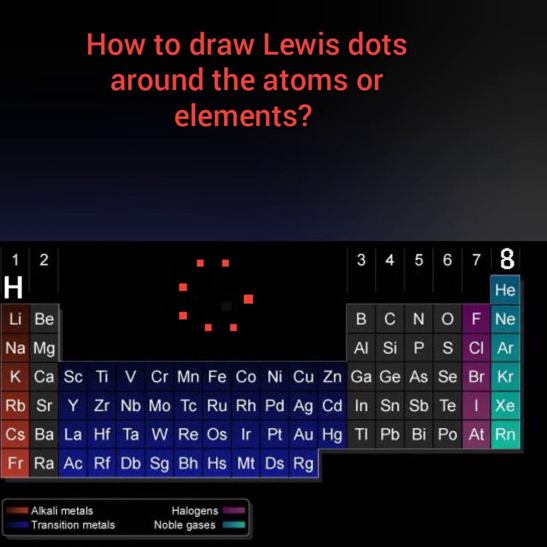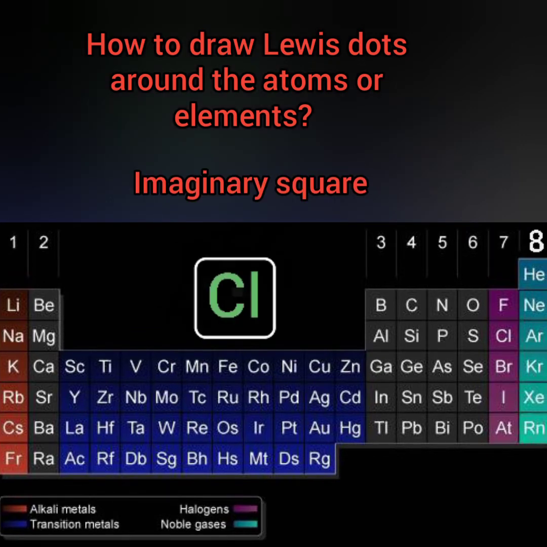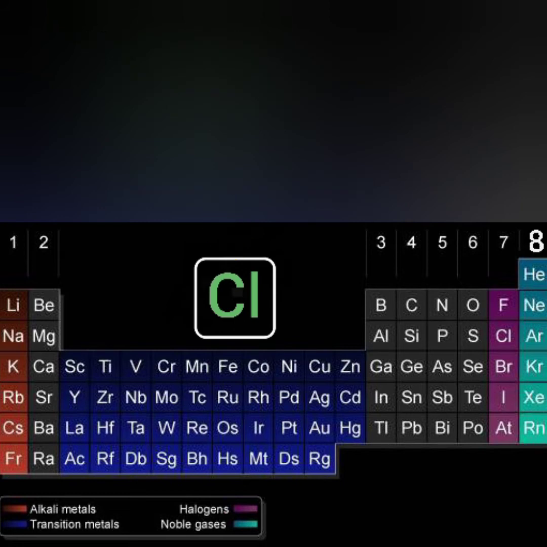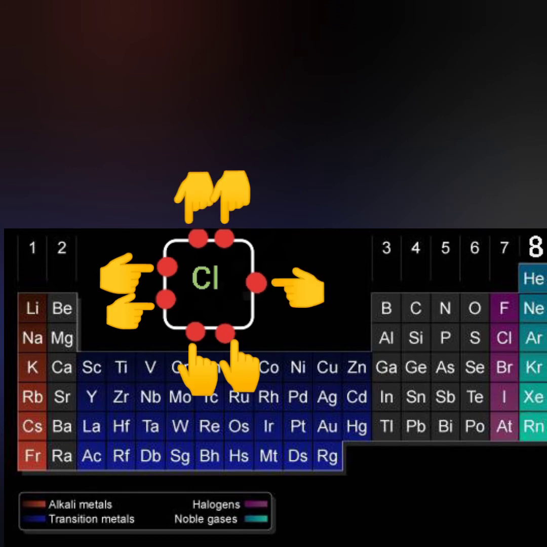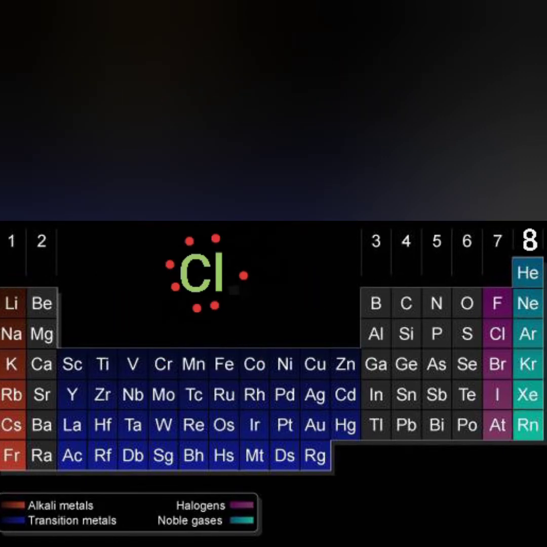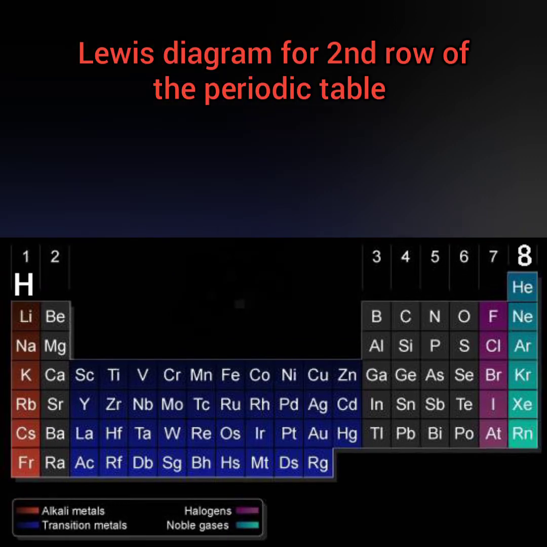How do we draw Lewis dots around the atoms or elements? Put an imaginary square around the element symbol. The dots should be neatly drawn on the 4 sides of the square with no more than 2 dots on any side.